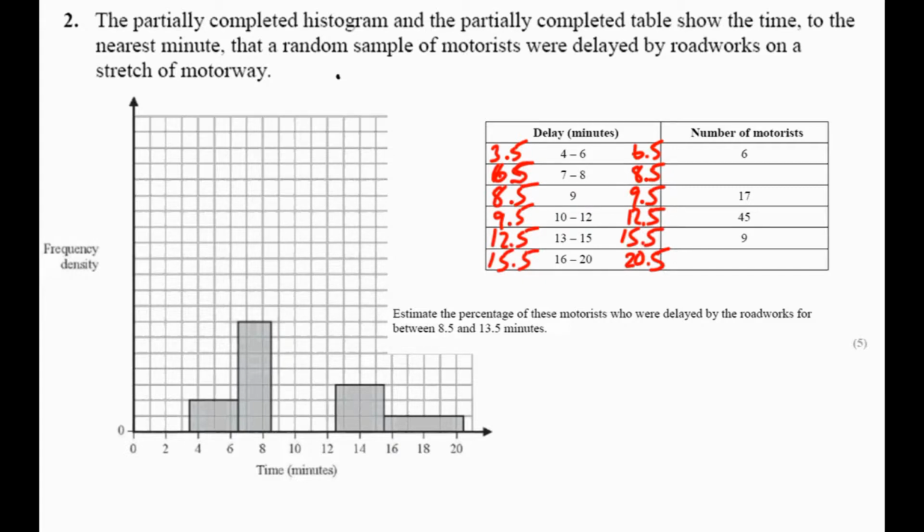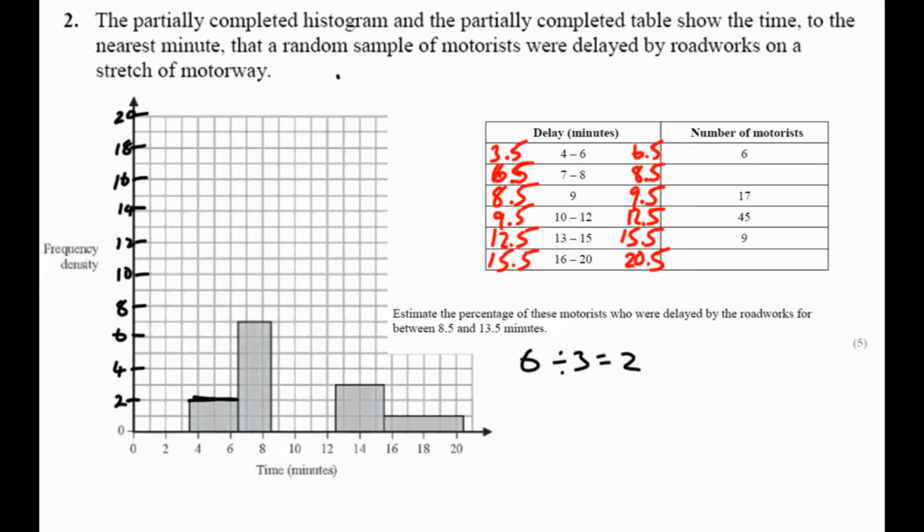All right, so now I've got those values in there. I should be able to use the first bar as an indicator to what the frequency density will be. My calculation for frequency density is those 6 motorists divided by a class width of 3. 6 divided by 3 gives me an answer of 2. So I know my frequency density for this particular bar would have been 2. Okay, that's enough information to fill in the rest of this scale.